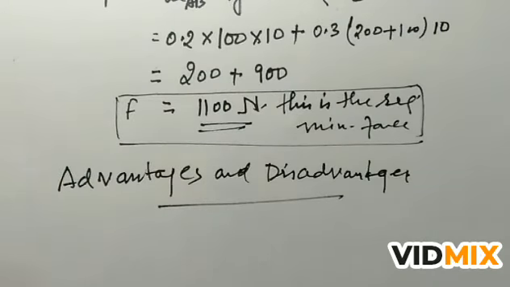So the disadvantages: they cause wear and tear, and they produce heat. And the advantages: without friction walking is not possible, two bodies cannot stick, brakes cannot work on the cycle, and riding is not possible without friction. So these are the advantages also.